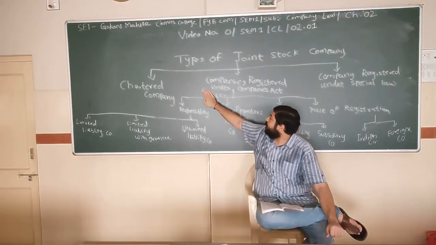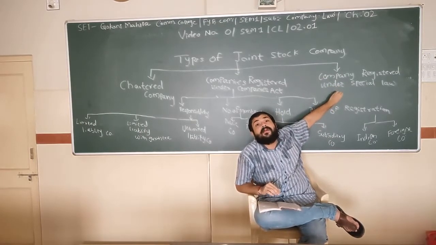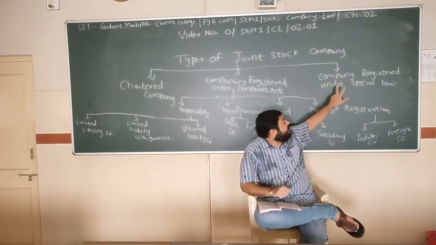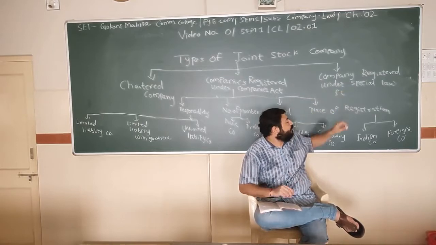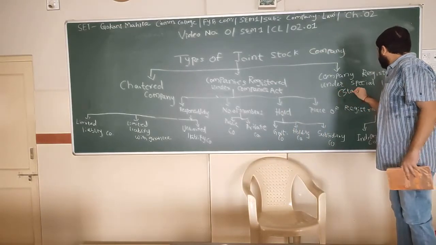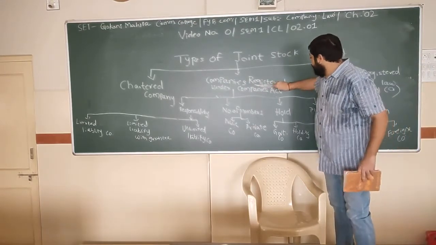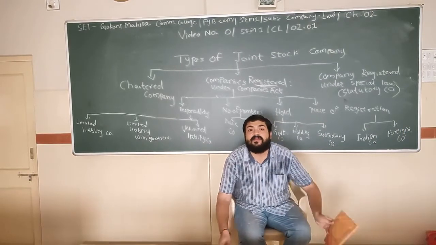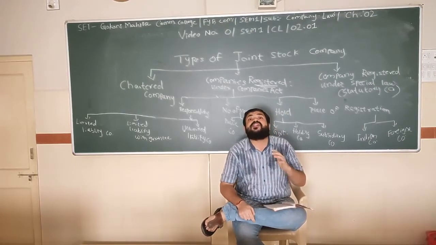Right, it should be here. Because like I said, companies registered under special law are statutory companies. These companies are registered companies. Company registered under special law will come here. That is statutory company. And these are registered companies. So statutory company comes into effect, we can say, formed under the special orders.